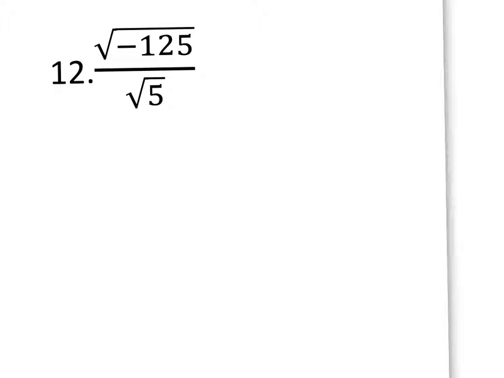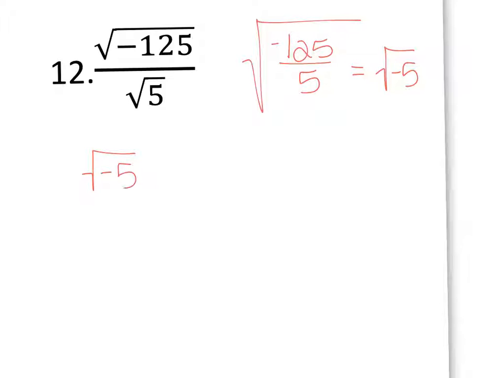Well, all right, let's look at number 12. By rules of rationals, I can put this all under one big fraction. So I have negative 125 divided by 5. Well, negative 125 divided by 5 actually just equals negative 5. So the square root of negative 5 can be reduced with complex numbers. So I have an i square root 5. That's your answer. That's it.